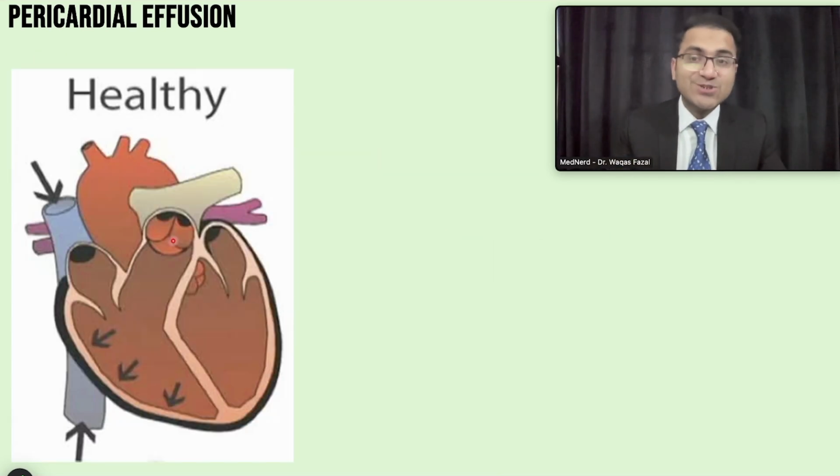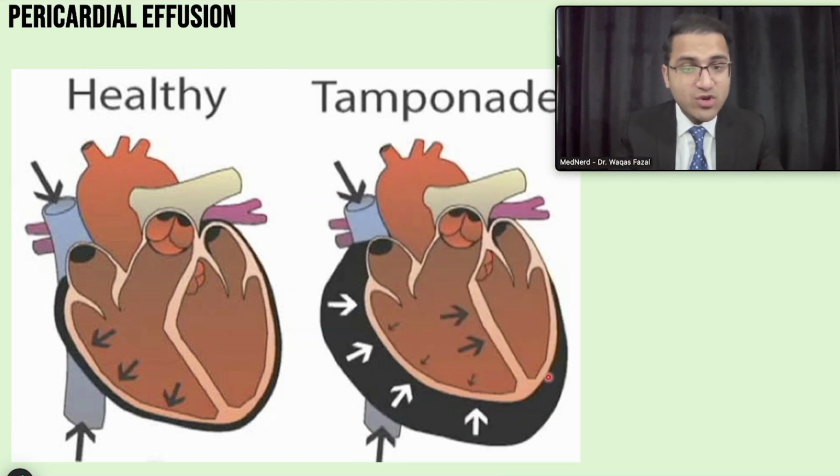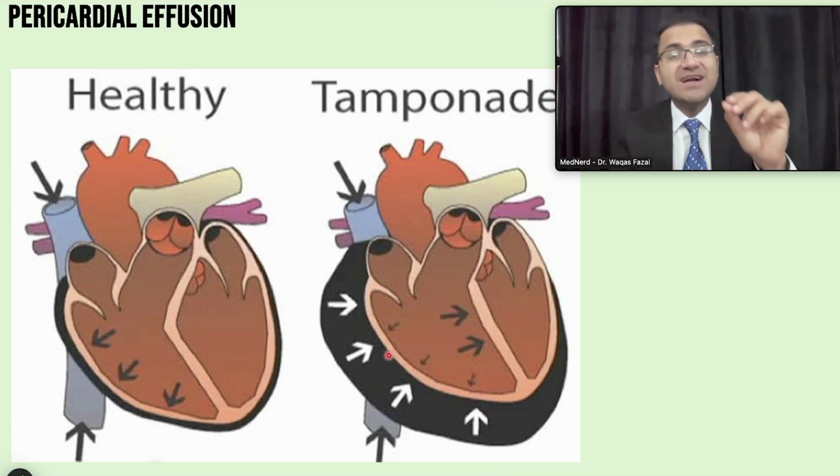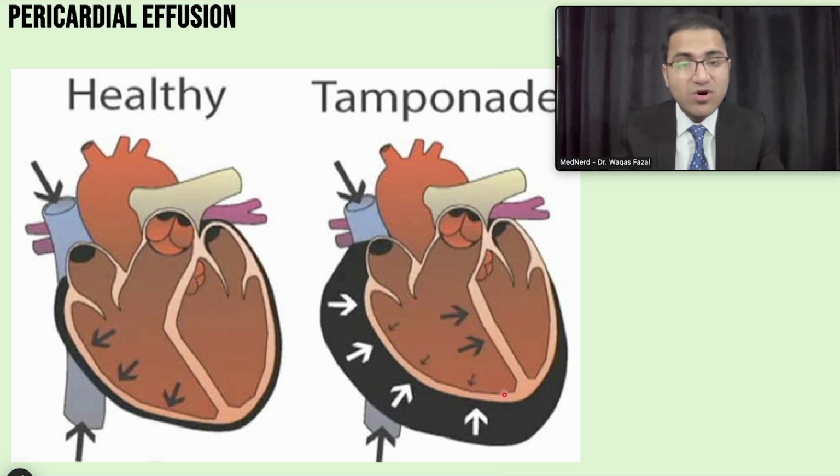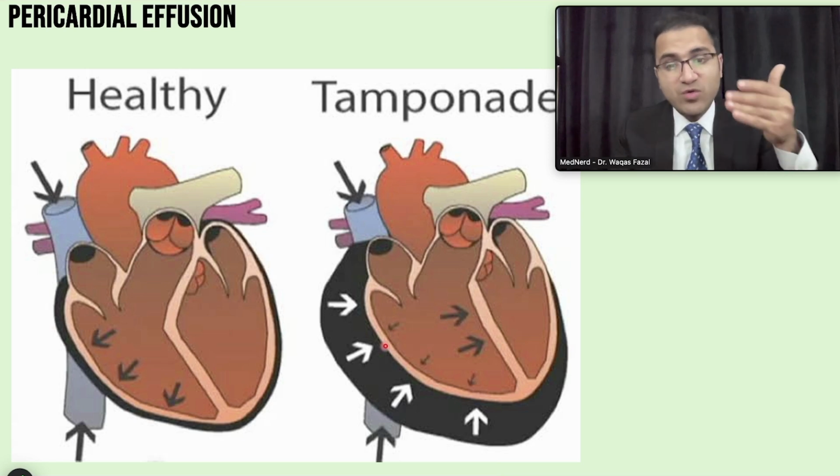Now, this is a picture showing a normal healthy heart with a normal pericardium around it where there is no fluid. The heart can contract and relax normally. Now, what happens in cardiac tamponade is that there is a lot of fluid accumulation around the pericardial cavity, and that effusion causes compression of the heart. That effusion compresses the right side of the heart, especially because the right side has a thin wall. The left ventricular wall is thick, therefore it is less prone to compression, whereas the right ventricular wall is thin, therefore it is more prone to compression.